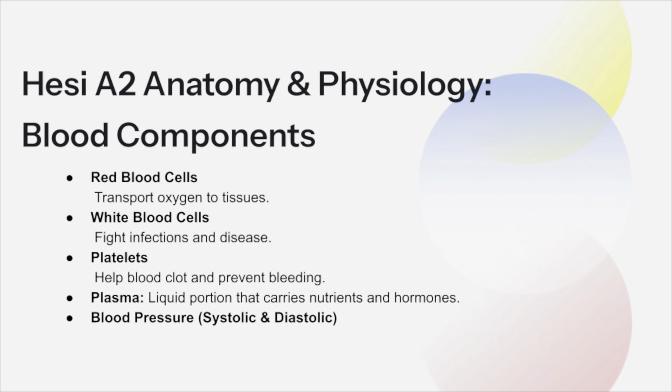Blood pressure basics are also important. You want to understand systolic pressure, which is the top number, diastolic pressure, which is the bottom number, and a normal reading is about 120/80.